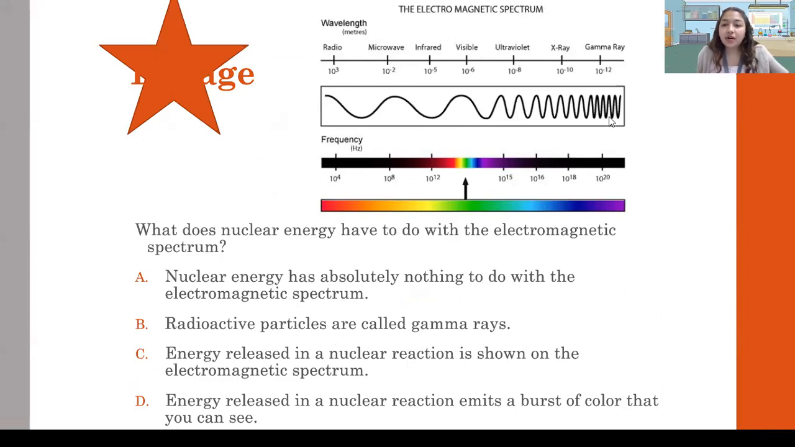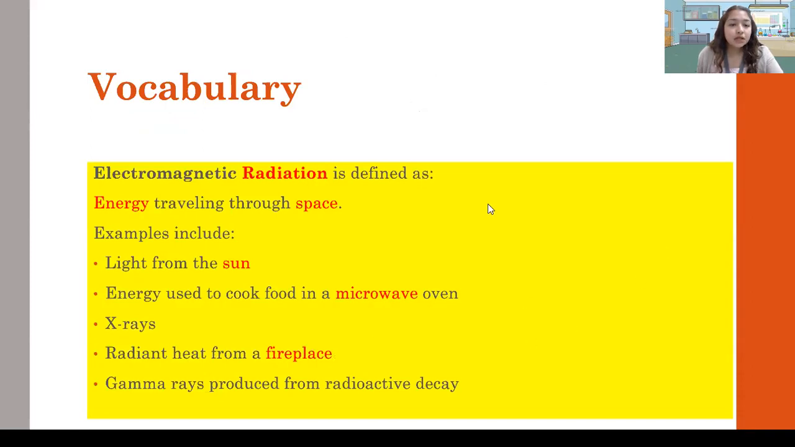And we can see that on the very right-hand side of our electromagnetic spectrum is the nuclear energy that we're going to be talking about. So we can see that it's very small. So this is the first few things that we're going to write down. Go ahead and write down the letters that are in red. You can pause the video if you need more time to do that.